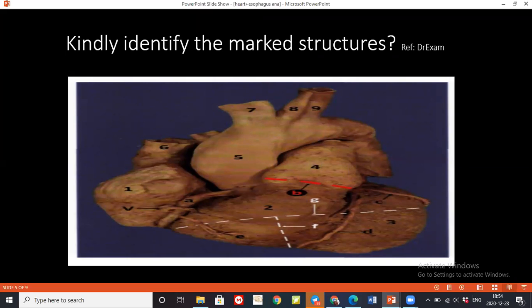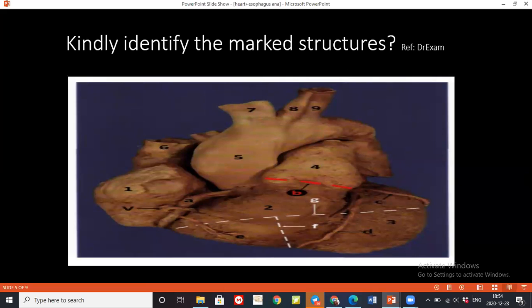6. 6 is here. This is the superior vena cava. Okay. And then 7. 7 is the brachiocephalic trunk. Yes. And then 8 and 9. 9 is the left subclavian artery. And 8 is the left common carotid.